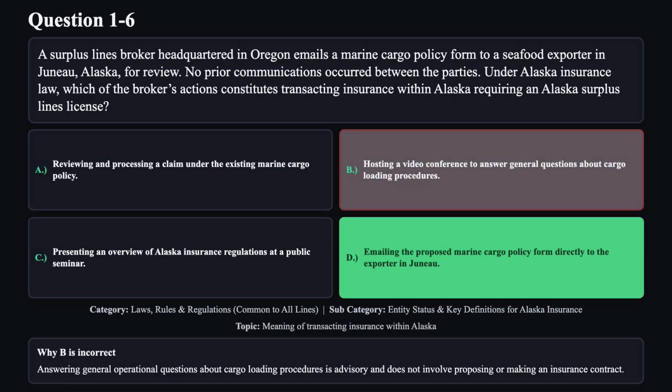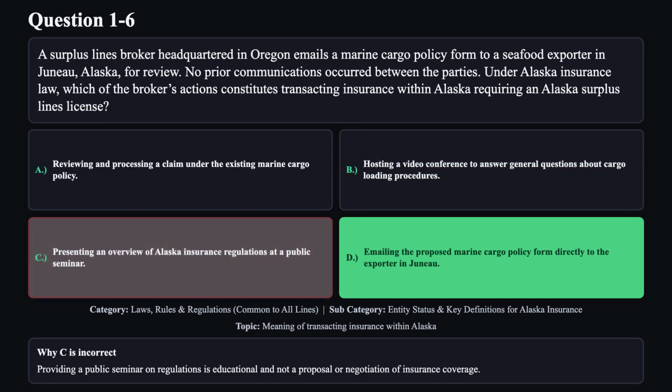Reason B is not correct. Answering general operational questions about cargo loading procedures is advisory and does not involve proposing or making an insurance contract. Reason C is not correct. Providing a public seminar on regulations is educational and not a proposal or negotiation of insurance coverage.